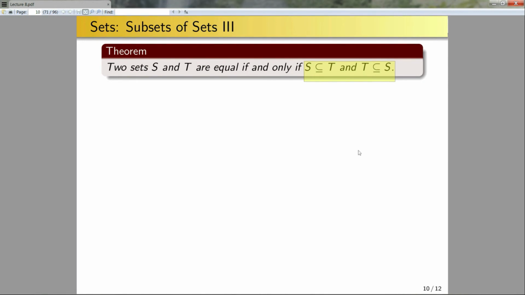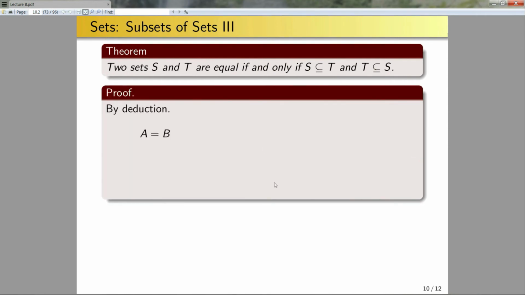And I have to show that if they're subsets of each other, then they're equal. Now, it turns out that for this case, I can prove both directions at the same time. So without further ado, let's prove this statement. So by deduction, I know A is equal to B if and only if what?